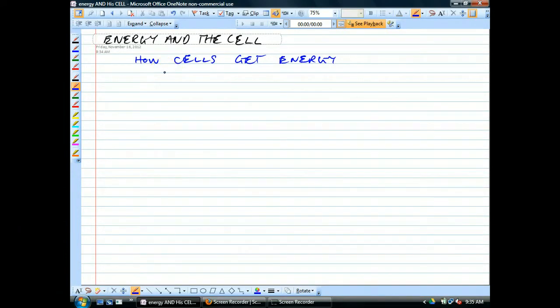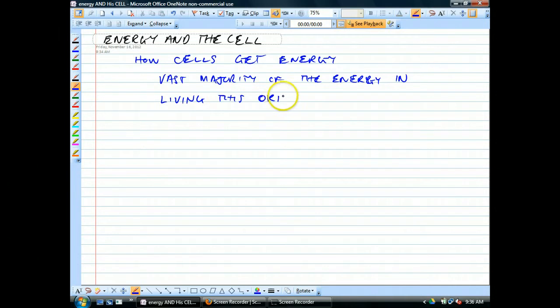Initially, now it's not true of all organisms. There are actually organisms that can get their energy directly from chemicals, like in the Earth's crust, for example. There are little bacteria at the bottom of the ocean that can live off of sulfur and stuff down there. But the vast majority of the energy that living things use originally comes from the sun.